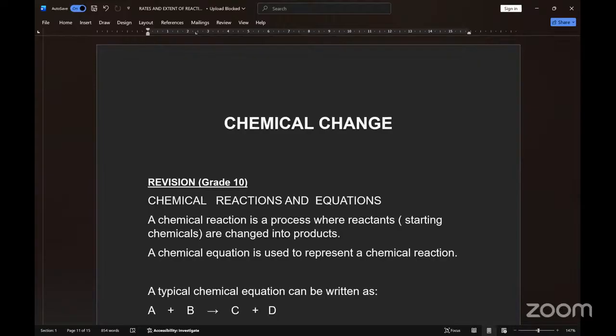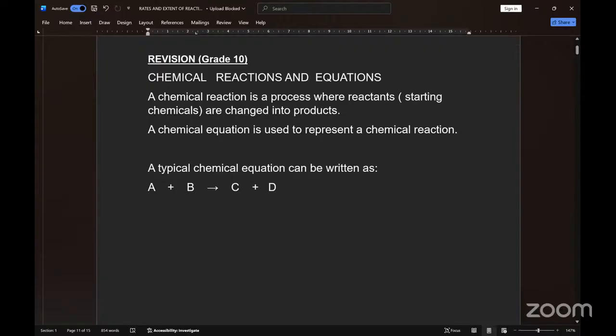So we start with the grade 10 material. So we're going to talk about chemical reactions and chemical equations. Now, a chemical reaction is simply a process by which reactants combine to form products, or reactants are changed into products. Normally, a chemical reaction is represented by what we call a chemical equation. So, a chemical equation is used to represent a chemical reaction. Now, a typical chemical reaction can be summarized like this.